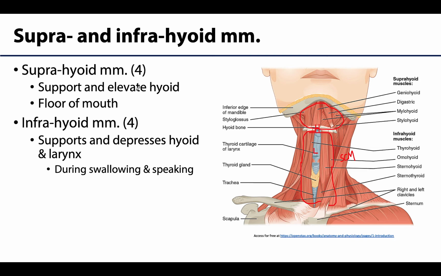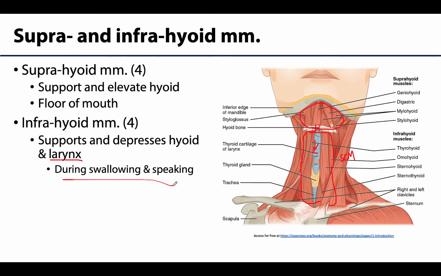Now, based on their location, if you think about these muscles right here contracting, it would pull up, or elevate, the hyoid. Whereas with the infrahyoid muscles, if those are contracting, it would pull the hyoid bone down. And depending on whether some of these infrahyoid muscles, or strap muscles, are also attached to the thyroid cartilage, they can play a role in depression of the larynx, and one can even play a role in elevation of the larynx.